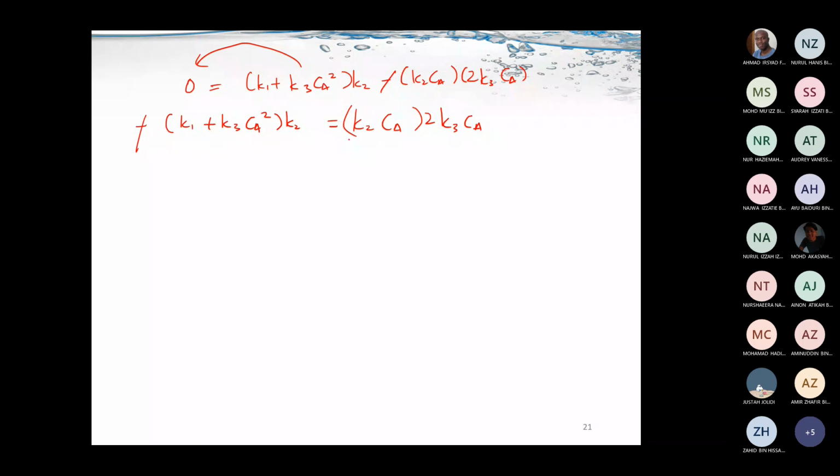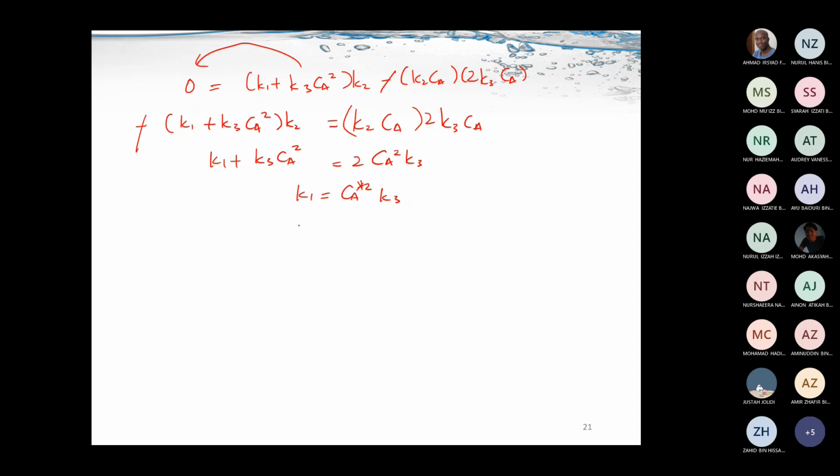Okay, so bila dah equatekan ni, automatically you kena rearrangekan dia. So become K1 plus with the K3 CA kuasa 2, times with the 2 CA kuasa 2 K3. Okay, so daripada situ we can make it as, K1 is equal to CA kuasa 2 K3. Okay, so disebabkan you dah equatekan dia kuasa 2, sebenarnya dia dah jadi optimum equation, optimum CA.